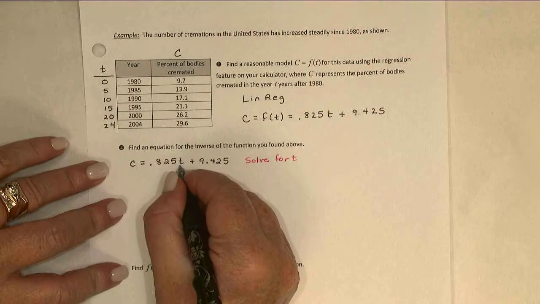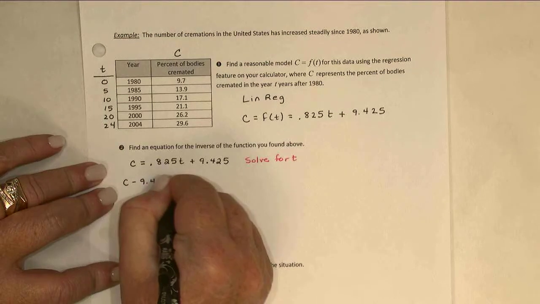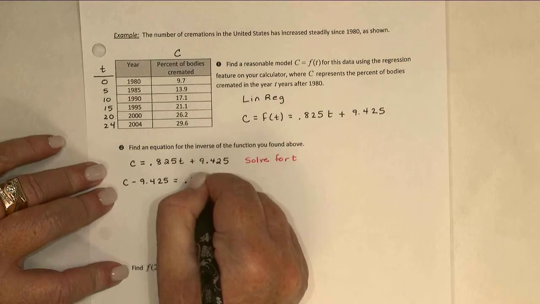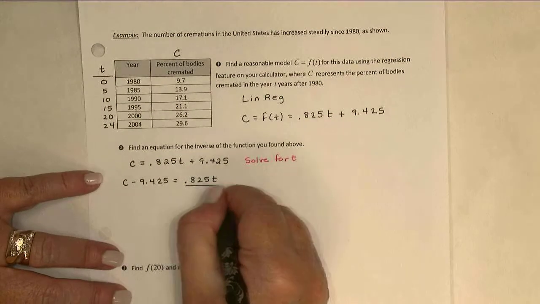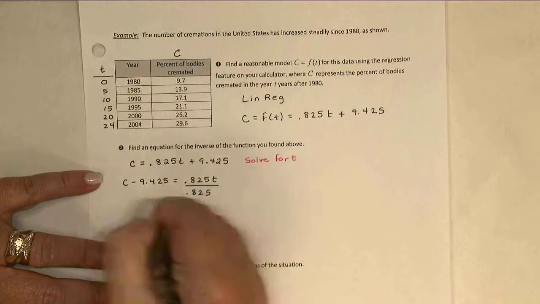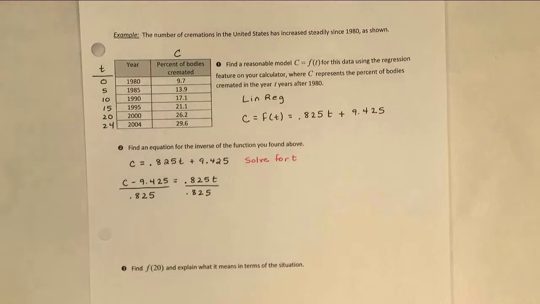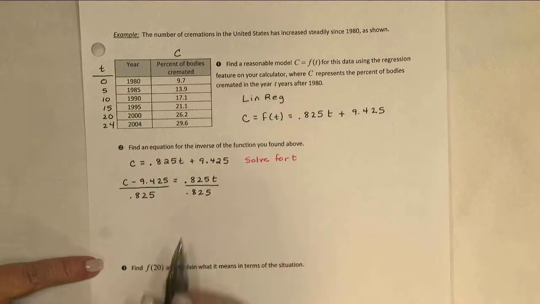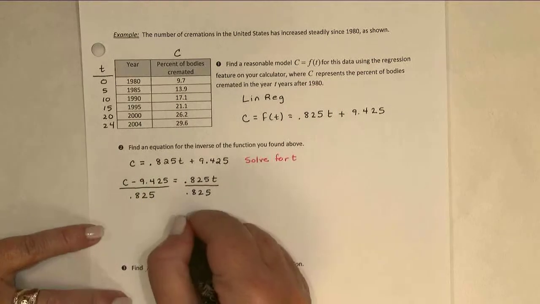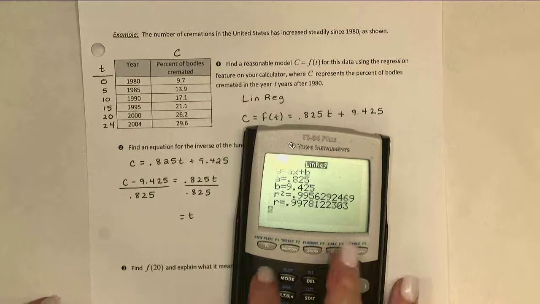To get T by itself, I'll start by subtracting the 9.425. And then I'll have to divide by the 0.825. We can do these problems perhaps in a textbook where you're trying to compare your answer to the back, or in my math lab. Very often, rather than leave it in this form, they will divide it out like I was doing on the previous pages.